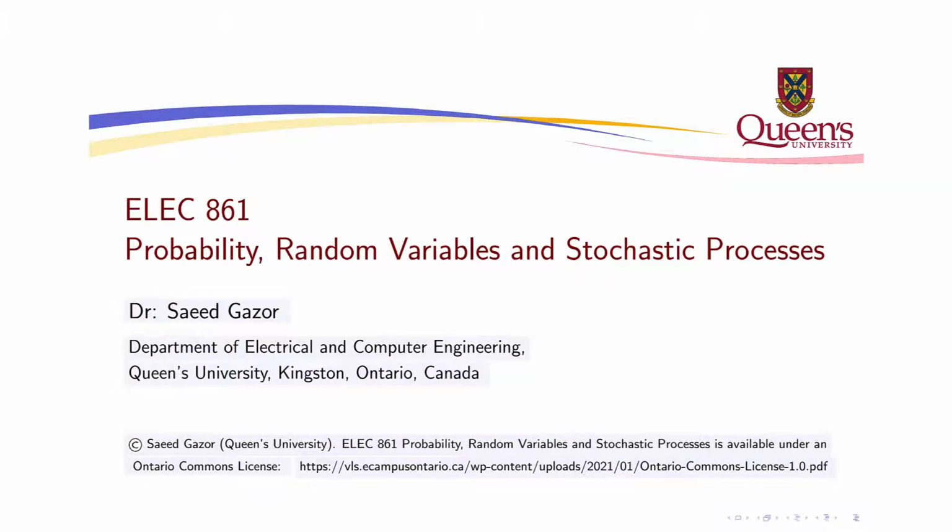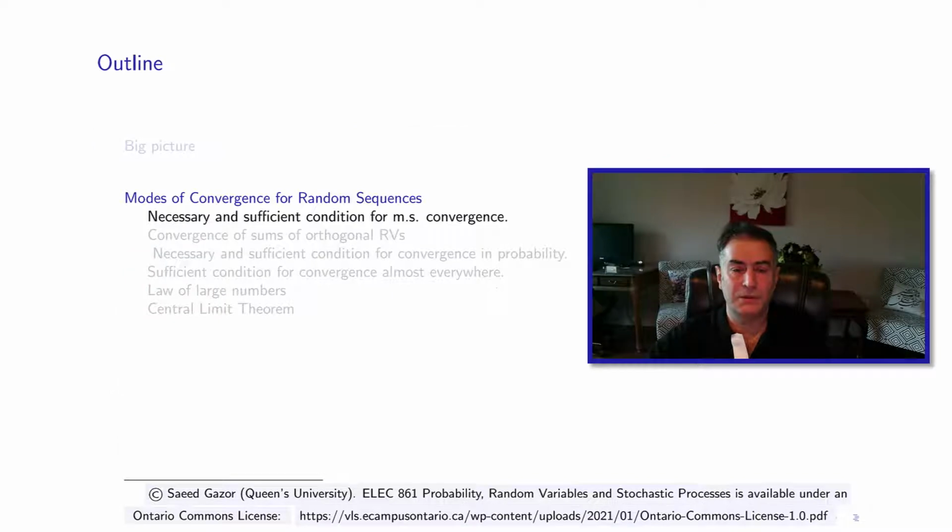Sometimes it is hard to prove or disprove the convergence of a random sequence. So we have some necessary and sufficient conditions that, if they are satisfied, a random sequence is necessarily converging, or is sufficient to converge, and so on. These theorems are very handy, and I will go over them. I will not necessarily prove them, but you should be able to use them. A necessary and sufficient condition for mean square convergence is mostly handy.